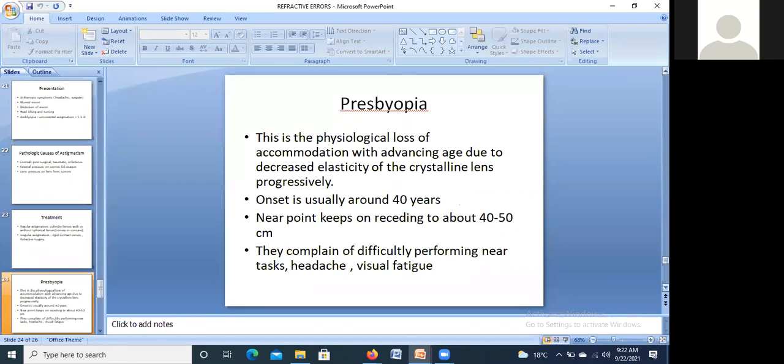That is because the lens is made up of protein, or collagen, and this collagen can get denatured with time as you grow old, and they become more fibrous or sclerosed. And so they become more rigid and lose their elasticity. So that is the mechanism.